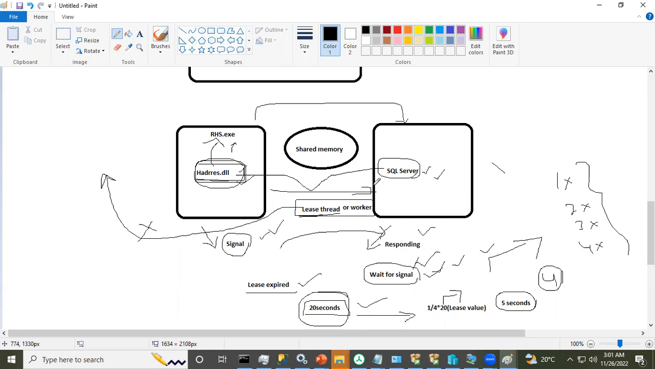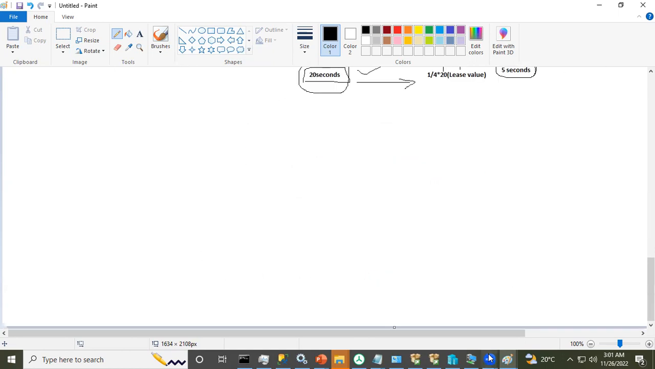So it might or might not be an issue with the SQL Server, but mostly the issue is at the server level, which could cause that lease to expire, right? So that is how the lease mechanism works. Let me show you that.